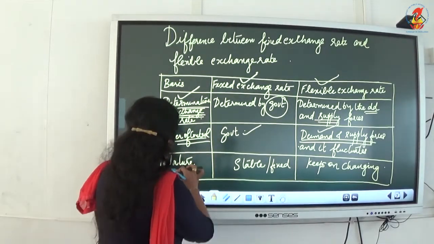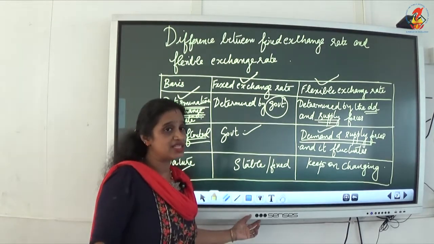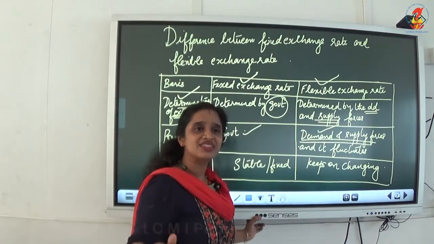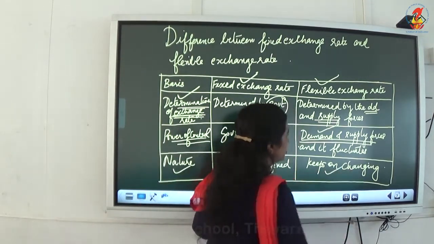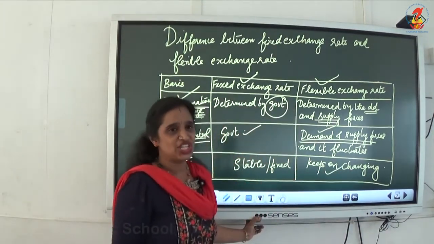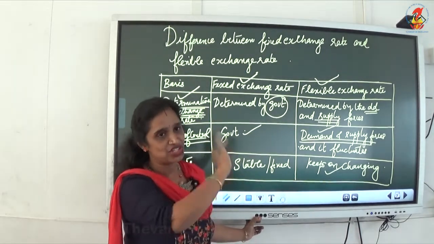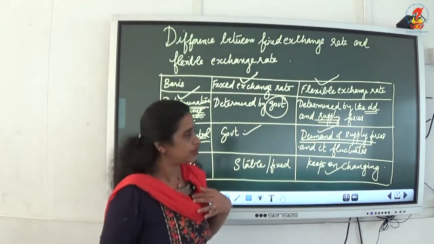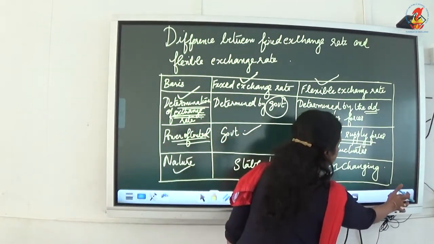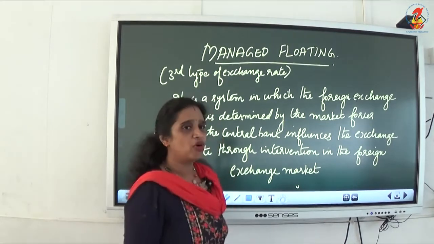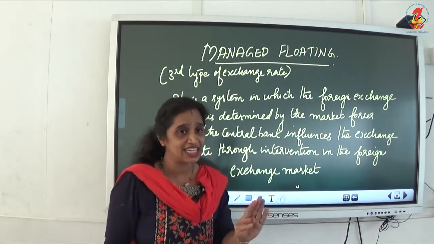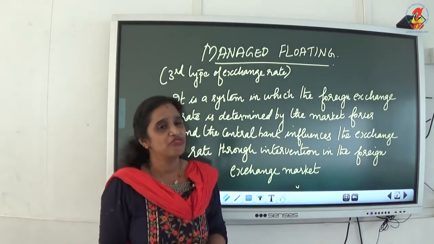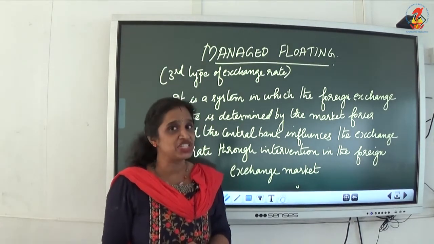Now on the basis of nature, what is its nature? Fixed exchange rate is always stable in nature, it is fixed. Whereas the flexible exchange rate will always keep on changing. So this is how we have differentiated both flexible and fixed exchange rate in a nutshell. Okay. Now we will move on to the next form of the foreign exchange rate. Mainly there are three: fixed exchange rate, flexible exchange rate and managed floating. The third one is managed floating.